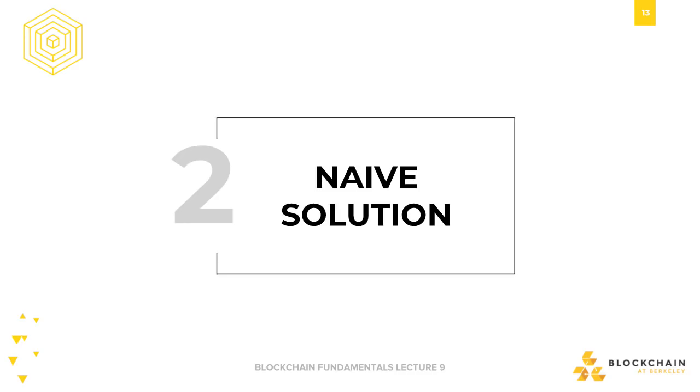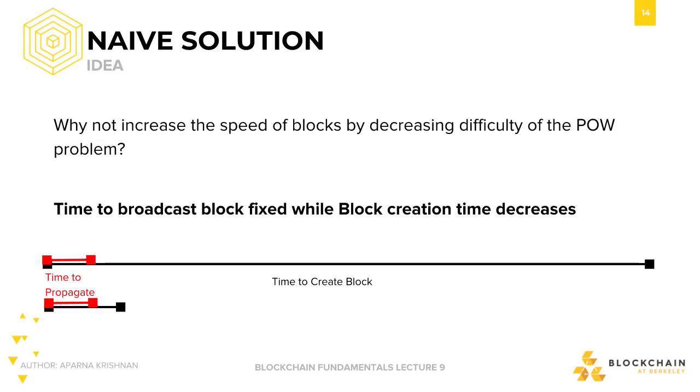Okay, so we talk a little bit about the naive solution now. So then the natural question becomes, why don't we just increase the speed of blocks by decreasing the difficulty of proof of work? Does anybody have any ideas? So remember, proof of work is our consensus mechanism.